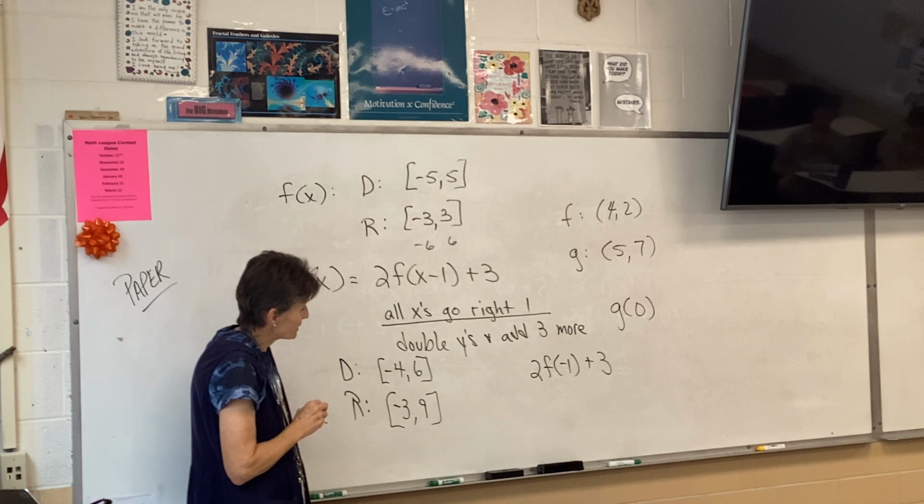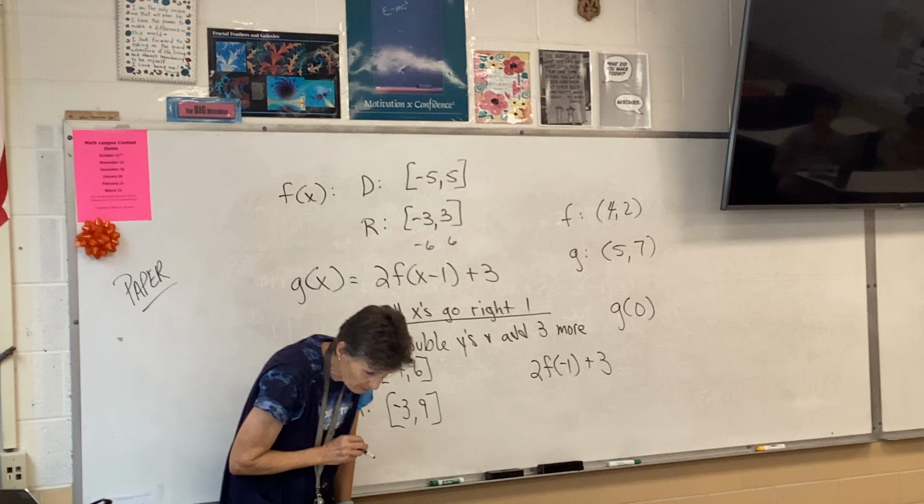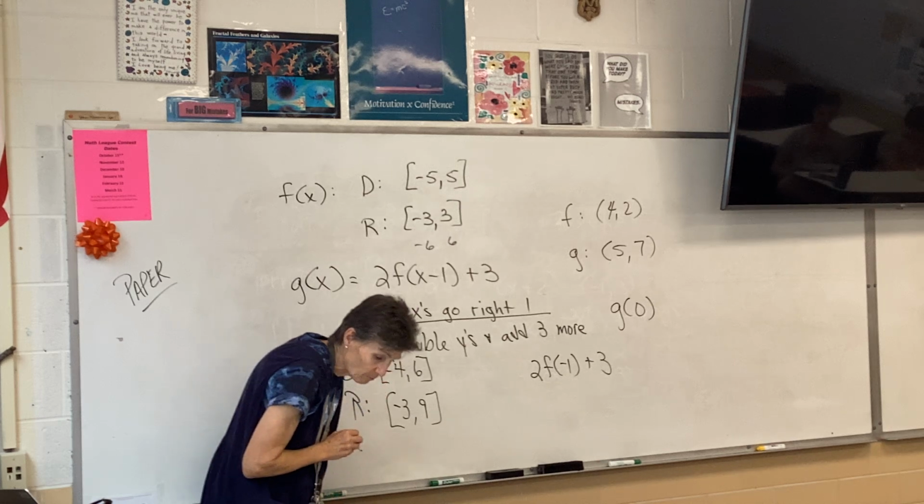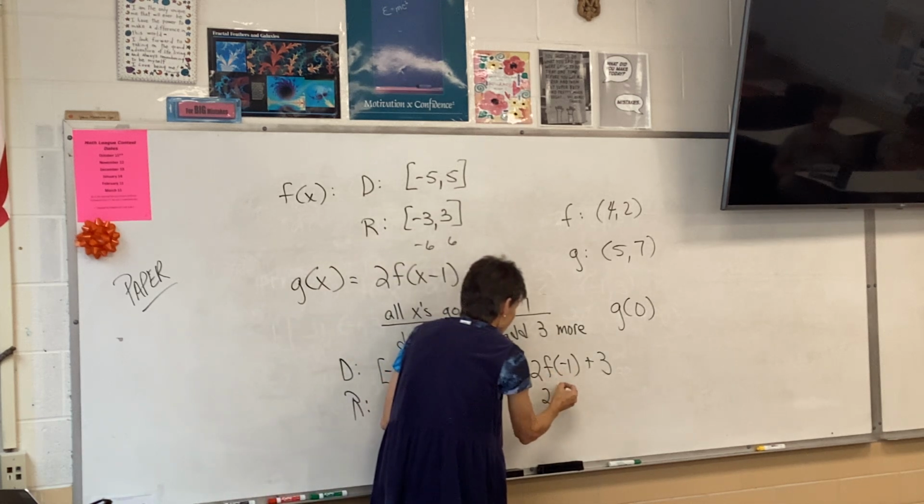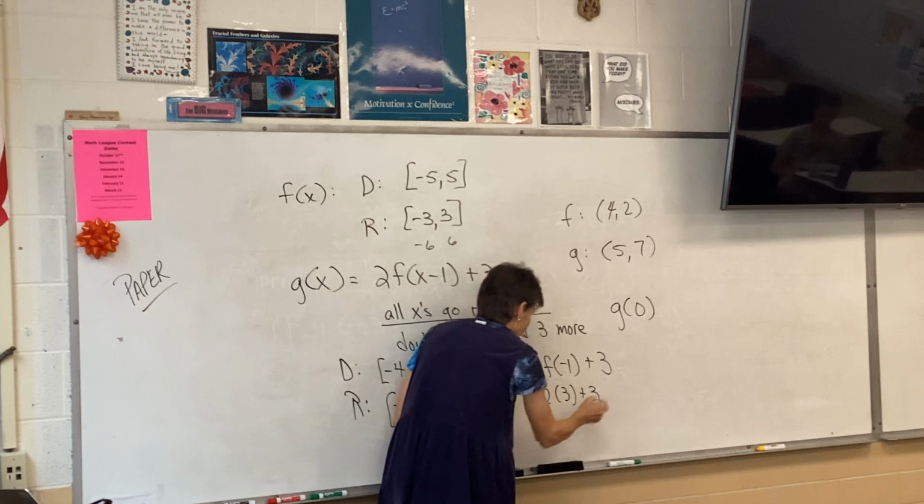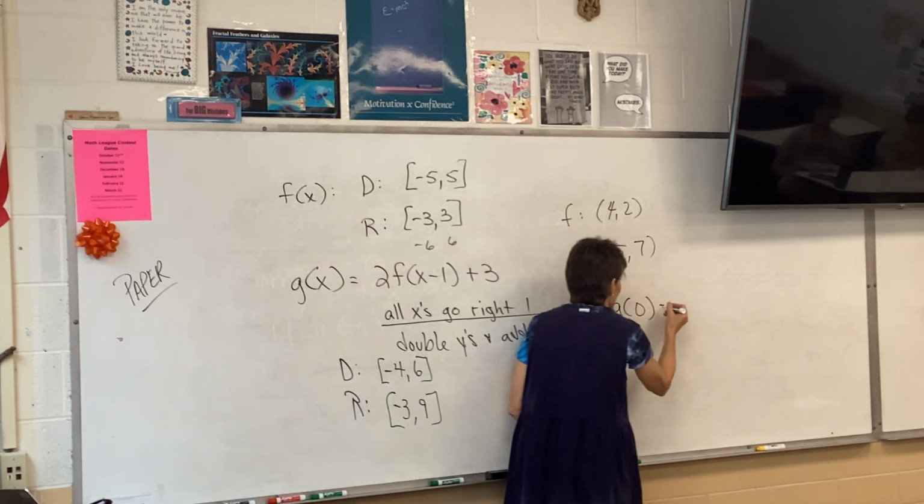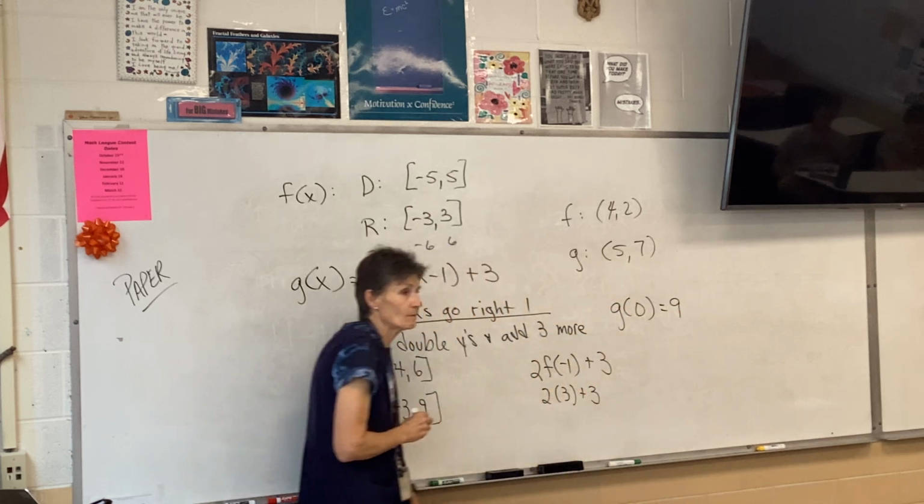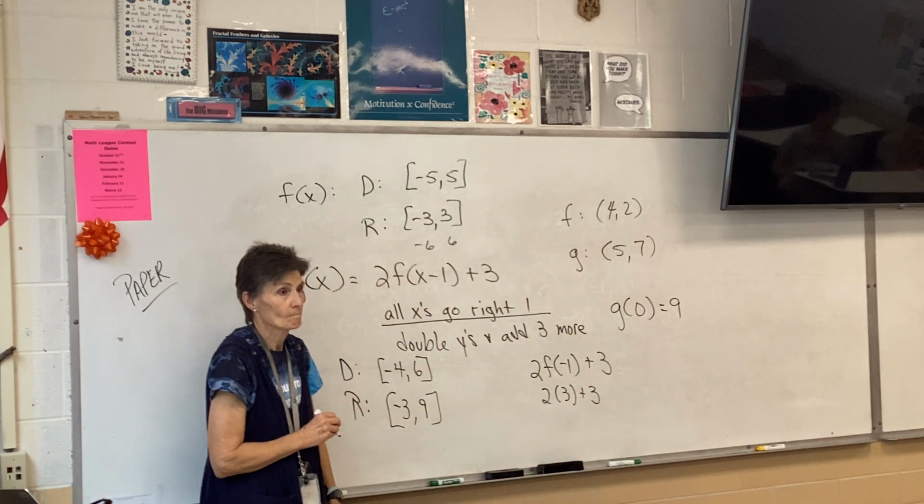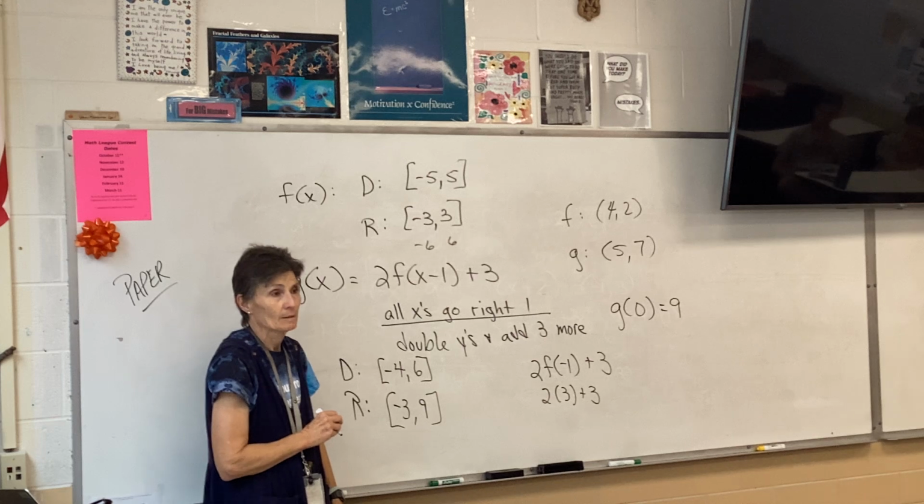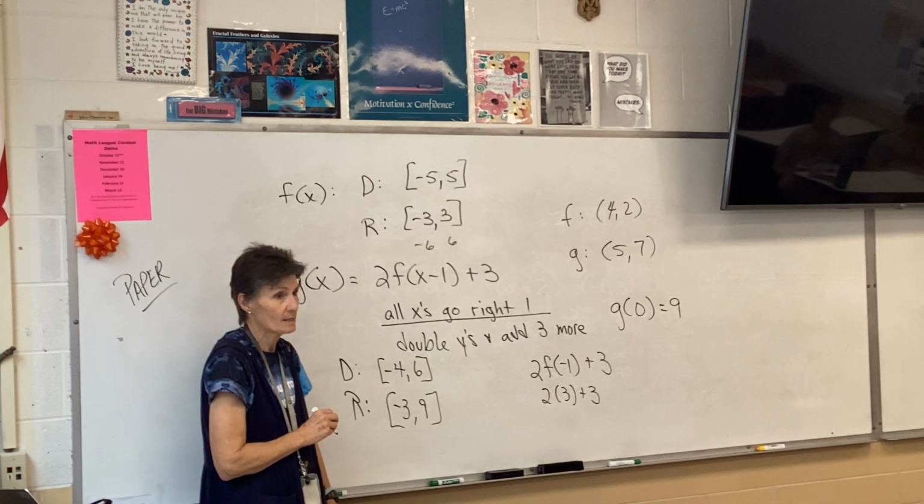All right, what's f of negative 1? I need to look at my picture. F of negative 1 is 3. How does that look to everybody? What do you think? Was that good logic? That makes sense?